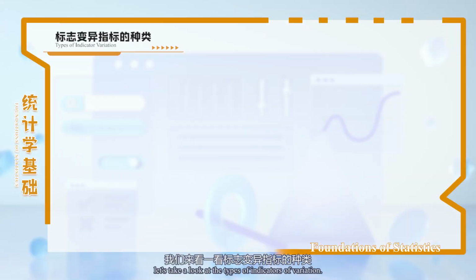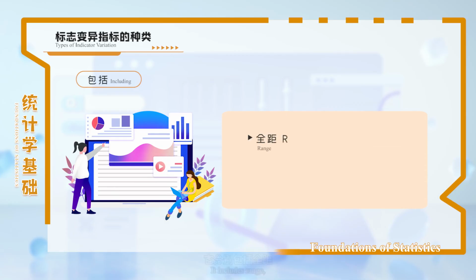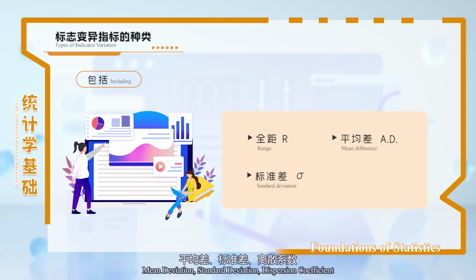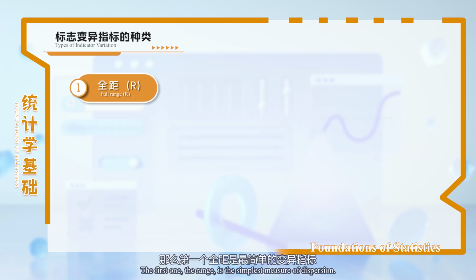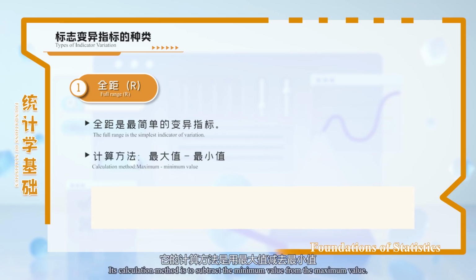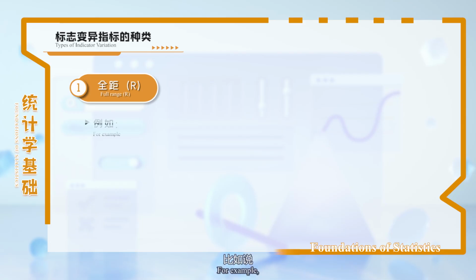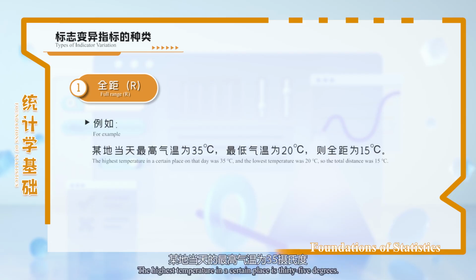Next, let's take a look at the types of variation indicators. They include range, mean deviation, standard deviation, and dispersion coefficient. The first one, the range, is the simplest measure of dispersion. Its calculation method is to subtract the minimum value from the maximum value. For example, the highest temperature in a certain place is 35 degrees, and the lowest temperature is 20 degrees Celsius.